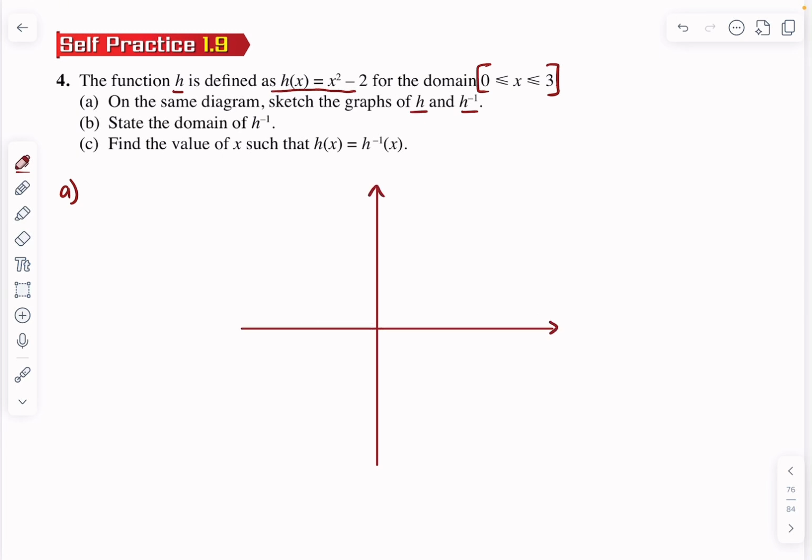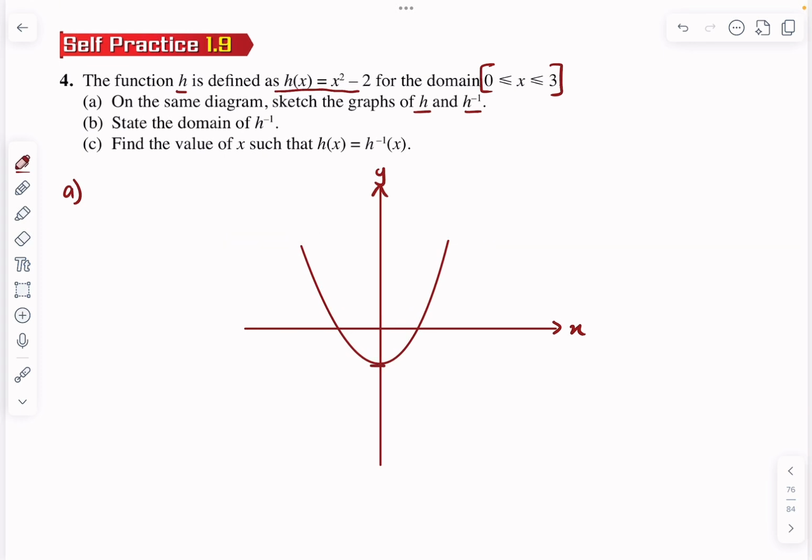Okay, so this is our Cartesian plane. The x squared graph will look something like this. This is x squared, but this one is x squared minus 2. So minus 2 means the whole graph must move down by 2 units, just a bit. So this is negative 2 and this is our graph h(x).